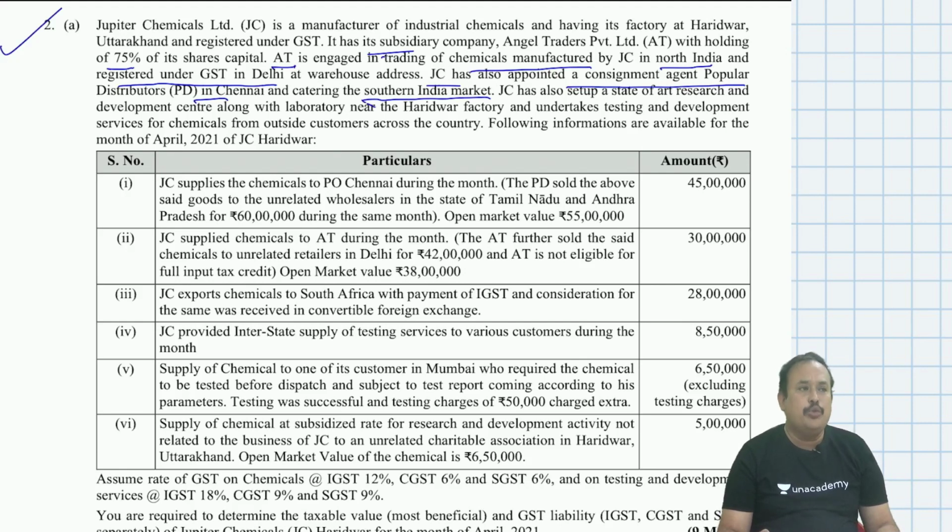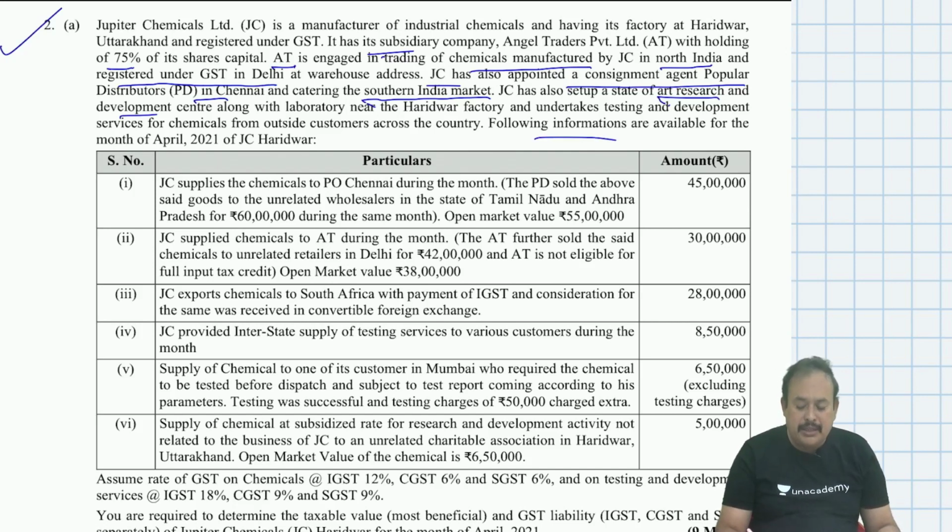Jupiter Chemicals, JC, has also appointed a consignment agent, Popular Distributors, PD, in Chennai and catering the southern Indian market. JC, Jupiter Chemicals, has also set up a state-of-the-art research and development center along with the laboratory near the Haridwar factory and undertakes testing and development activities services for chemicals from outside customers across the country.